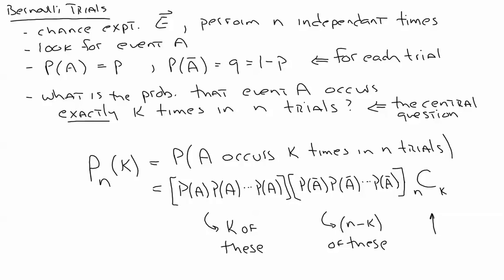And we will have to multiply that times the number of combinations of N things taken K at a time. Okay, let's dissect this a bit and talk about what it means.